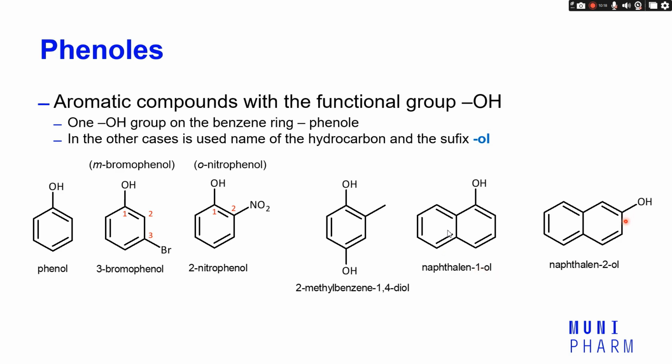In this case, this hydroxy group is at a position which cannot be numbered by the number 1, and the lowest possible locant for this position is 2. The same is also true for these carbons. This is the reason that this compound is called naphthalen-2-ol.